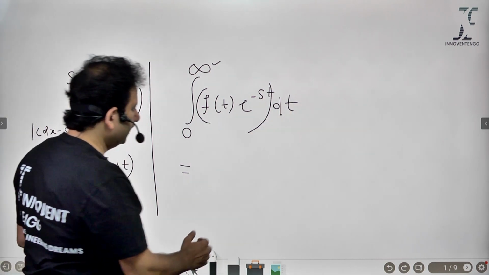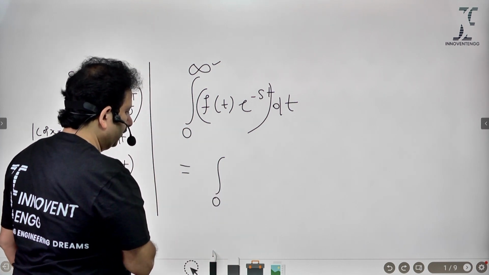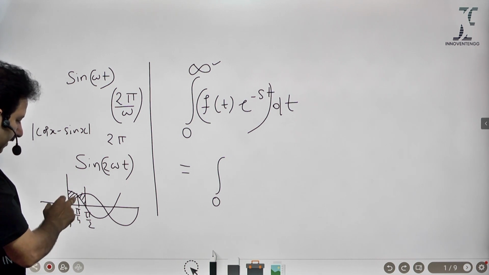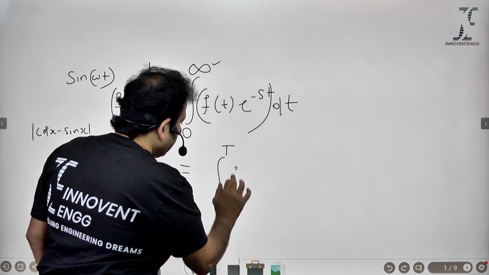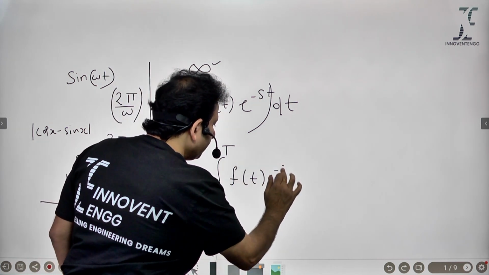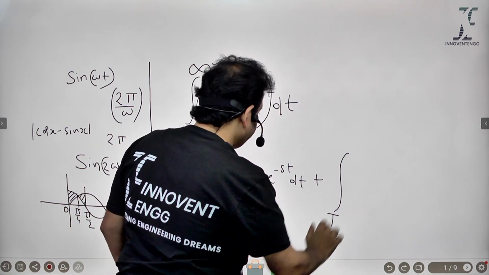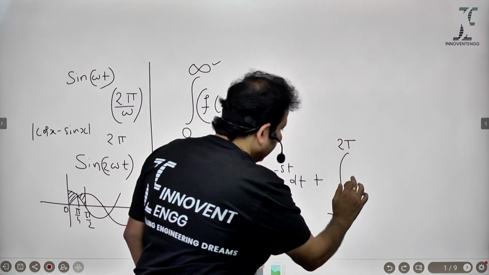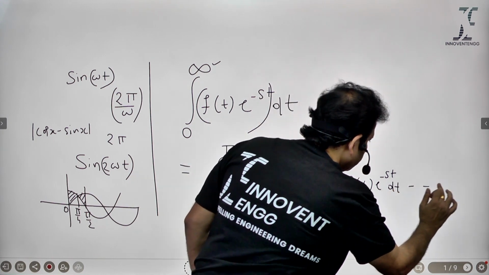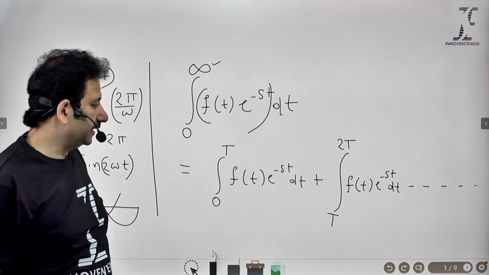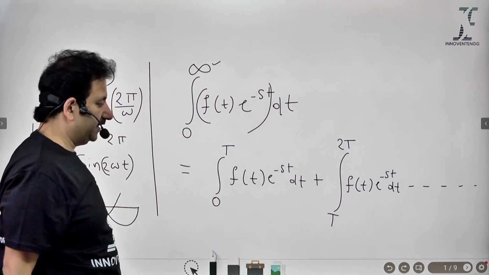So how would I split the integral? It is as follows. I would begin with 0 as the lower limit, just like this, 0 to pi by 4 and pi by 4 to pi by 2. Similarly, I would start from 0 to T, and then this is f of t e power minus st dt, plus what would be the next integral? It would be from T to 2T, f of t e power minus st dt, and this goes on. You can have an infinite number of integrals, because the upper limit is infinity.